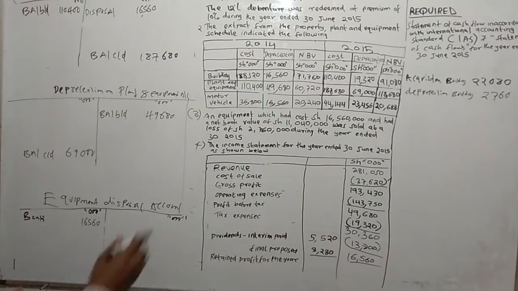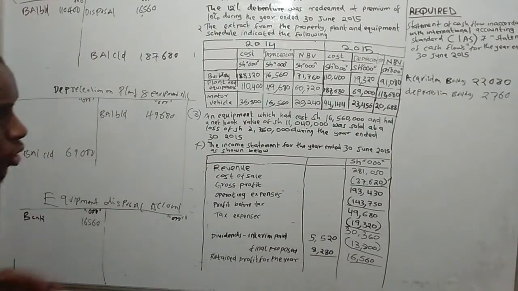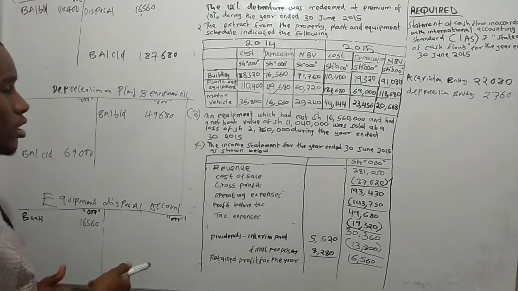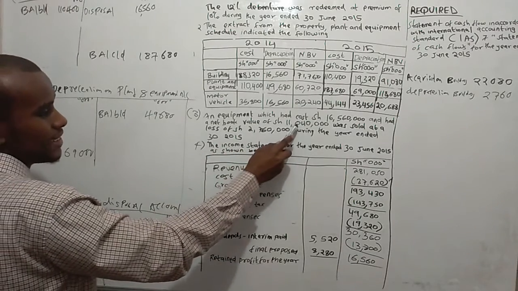Next, we are told this equipment had cost 16,560, but the net book value is 11,040.